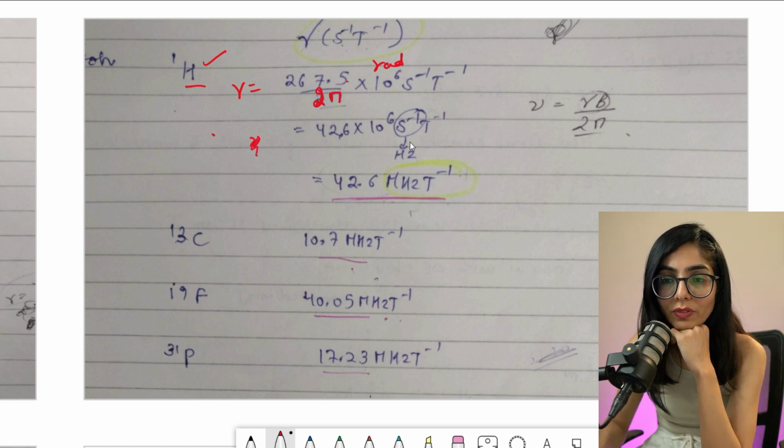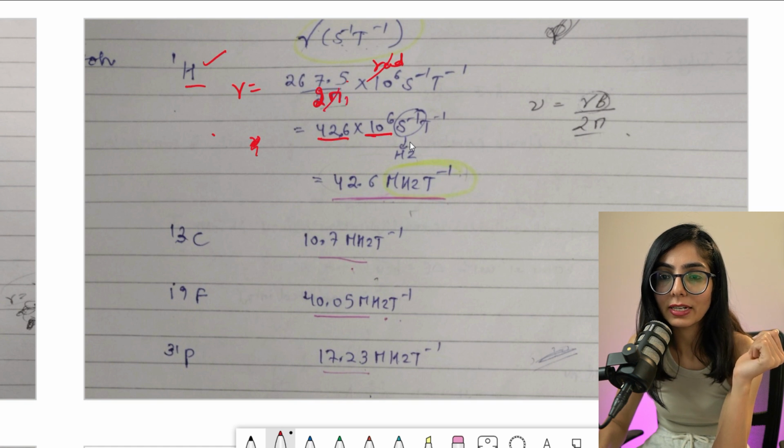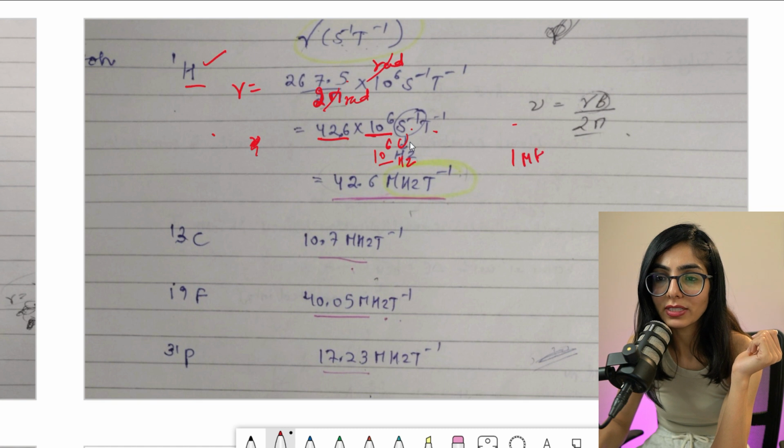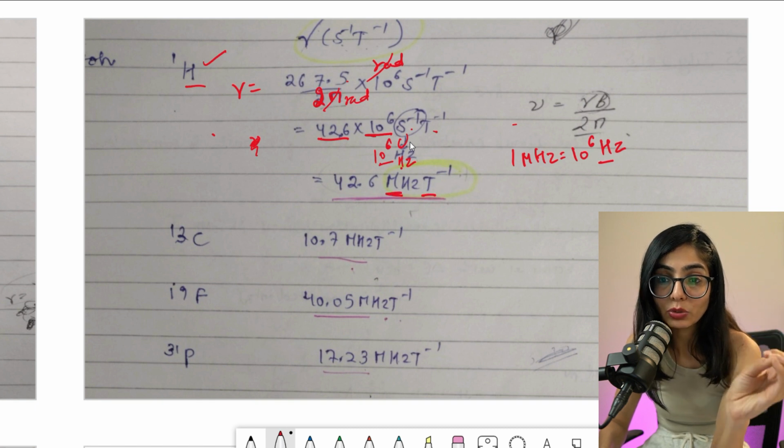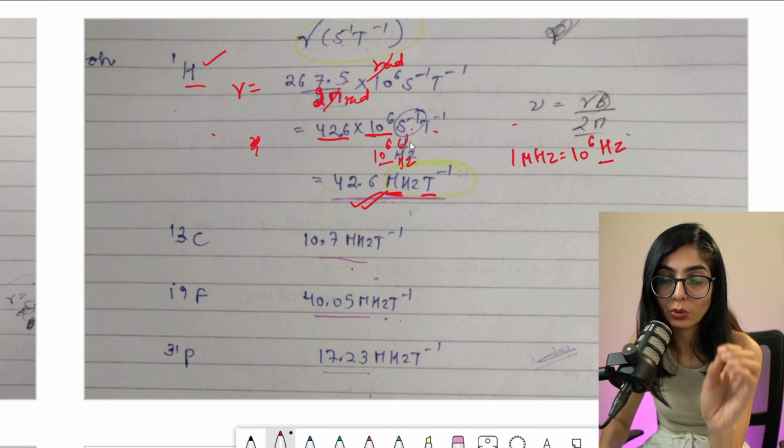So nu. What will happen now if I just divide it by 2 pi? It would be 42.6 into 10 raised to power 6. Radian will cancel out, like the unit only. Per second per Tesla. So per second can be written as hertz, and it is 10 raised to power 6 hertz. So we know that 1 megahertz is equal to 10 raised to power 6 hertz. So 10 raised to power 6 hertz can be written as megahertz per Tesla. Everywhere these units of gyromagnetic ratio are used.